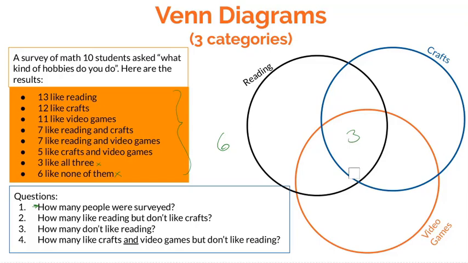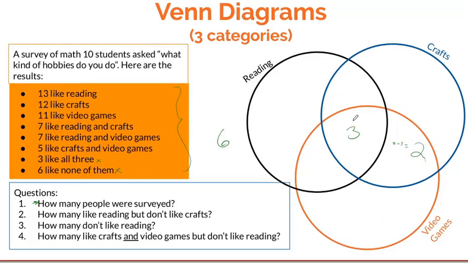Okay, so now let's move up the list. If 5 like crafts and video games, look for the intersection of crafts and video games. So that's the blue circle and the orange circle. But if we look at the intersection of those, 3 of those 5 people have already been accounted for. So that means I only have 5 minus the 3 already accounted for. That means I have 2. So I started with the 5, but I've already accounted for 3, and so I have 2 people left.